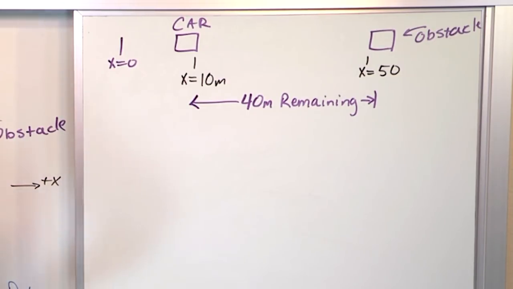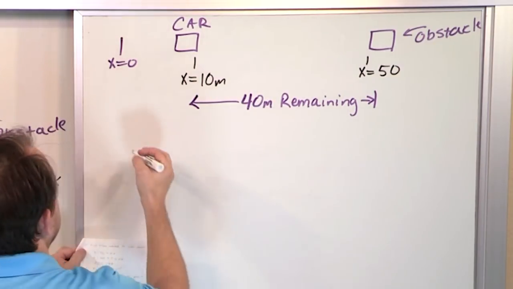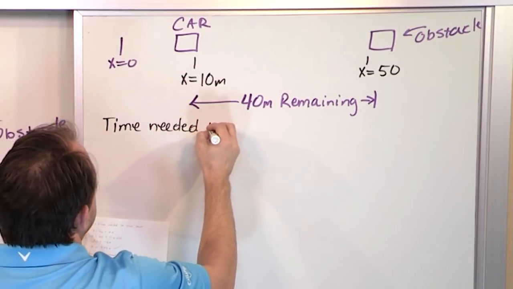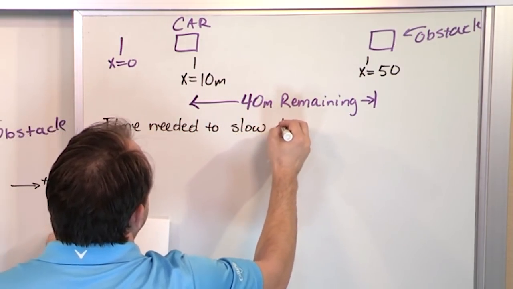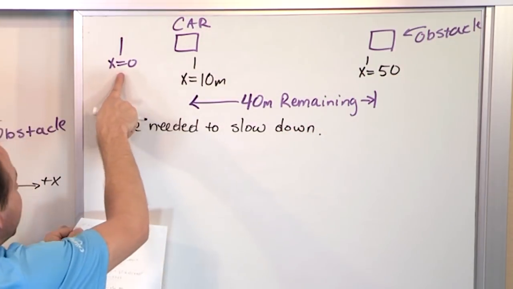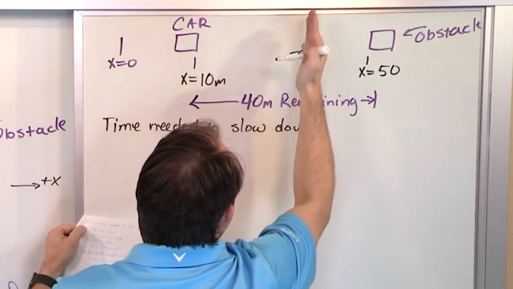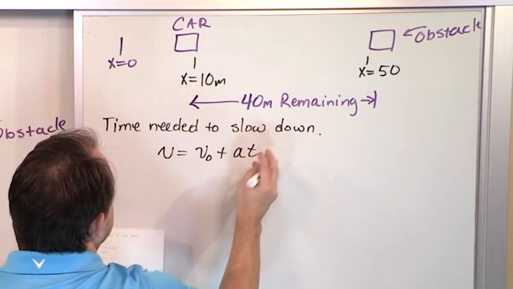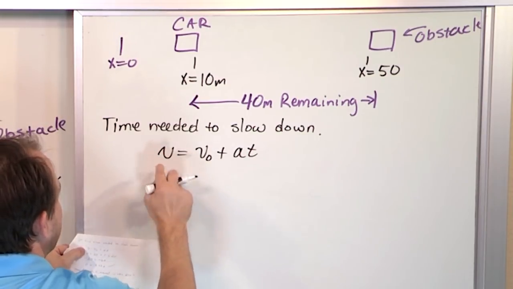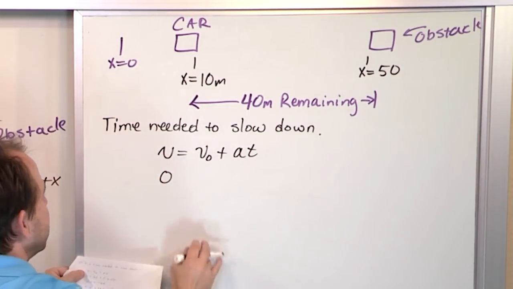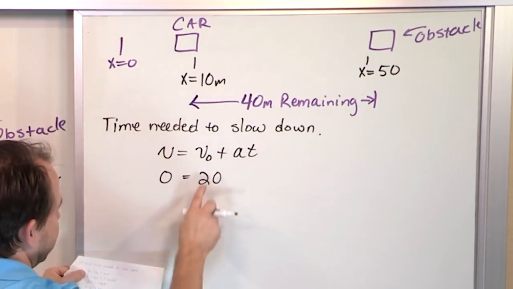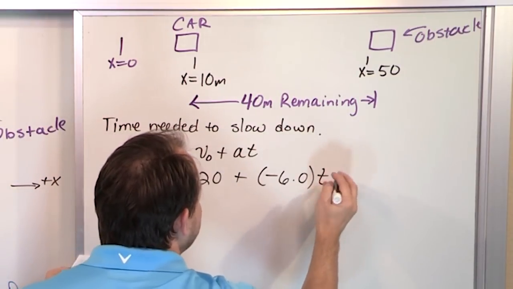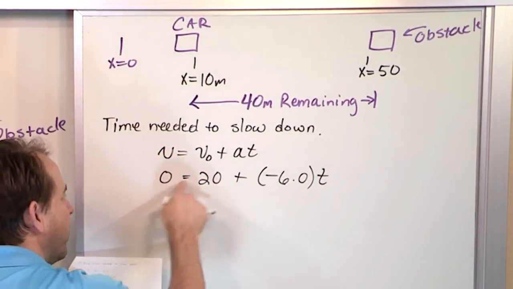So the first thing we want to do is calculate the time needed to slow down. This is not the time from here, it's the time starting here: how long does it take to come to a rest? The equation is v is equal to v naught plus the acceleration times the time, right? We know we're going to be at rest, so that's going to be 0 meters per second. We know we're going at 20 meters per second to start. We know the acceleration is negative 6.0 meters per second squared, and we're going to find out how long it takes to go from 20 to 0 at this acceleration.